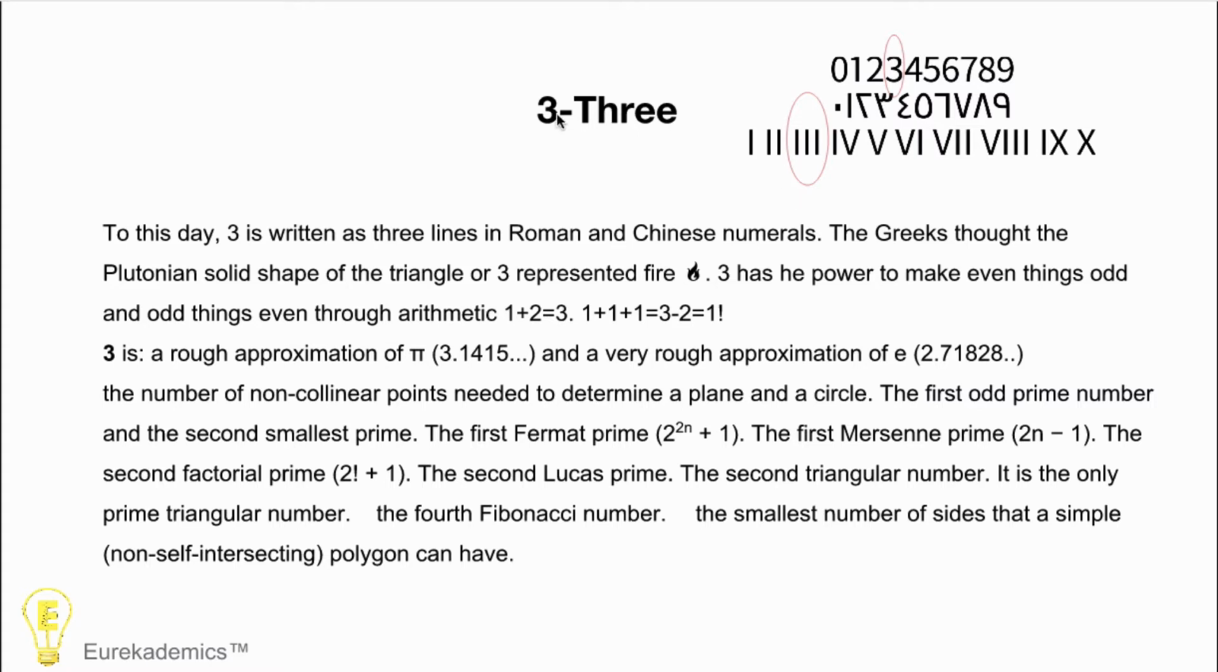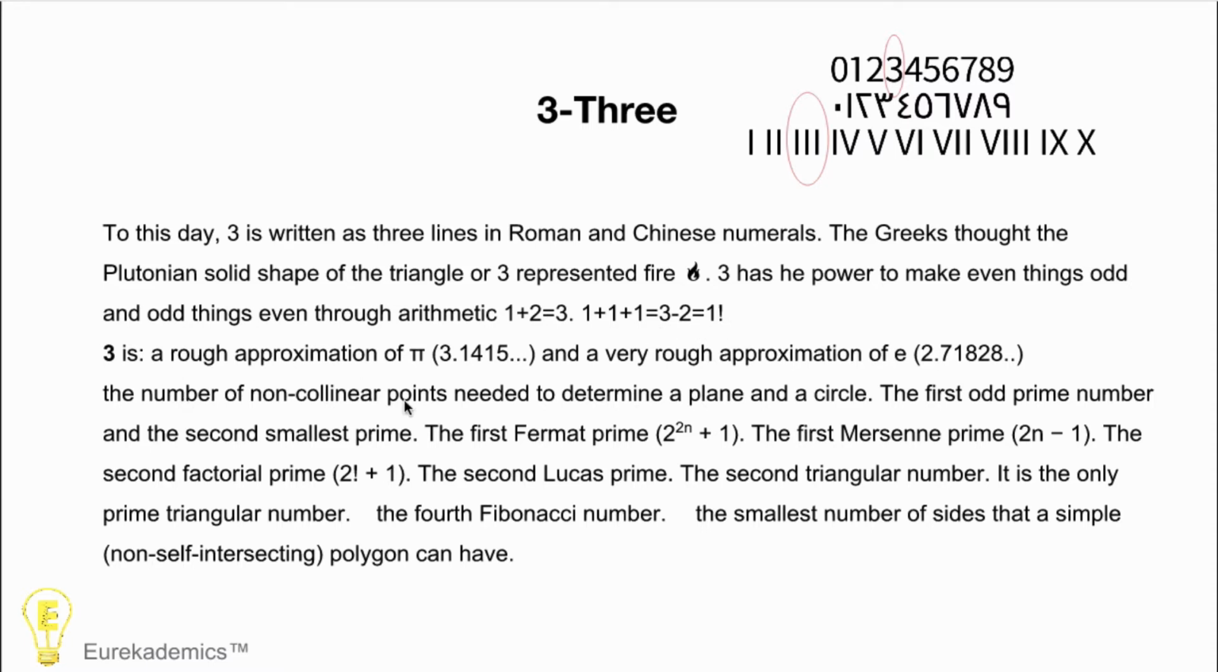3. There it is. To this day, 3 is written as 3 lines, like in the Roman and Chinese numerals. The Greeks thought the Platonian solid shape of the triangle, or 3, represented fire. 3 has the power to make even things odd and odd things even through arithmetic. Check this out. 1 plus 2 is 3. 1 plus 1, which is 3, minus 2 is 1.